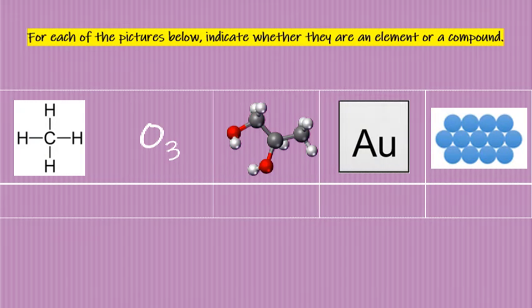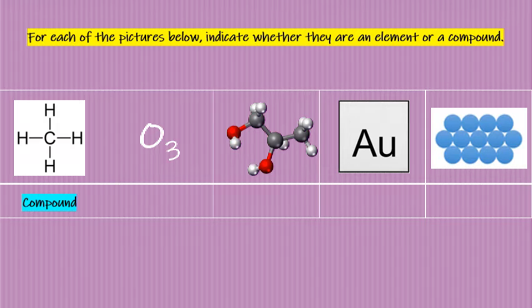Will you help me please classify the following substances into elements and compounds? Let's take a look at the first substance. CH4. This substance is made of one atom of carbon and 4 hydrogen atoms. What do you think? Is it an element or a compound? Is it entirely made of the same kind of atom? No, it has two types, carbon atoms and hydrogen atoms. It's a compound.